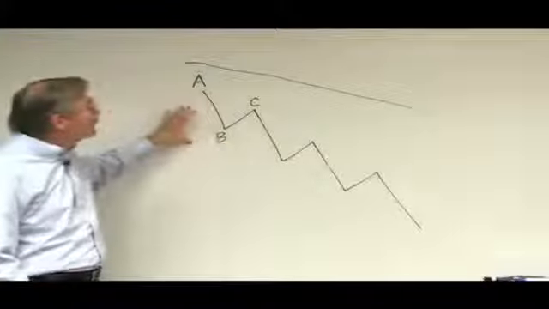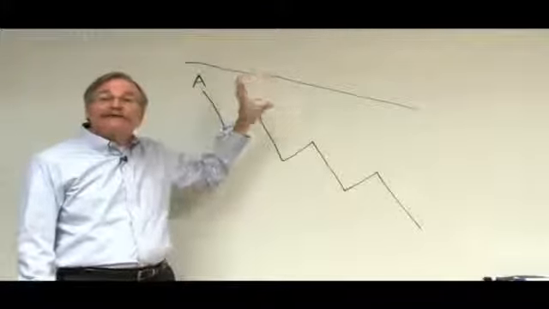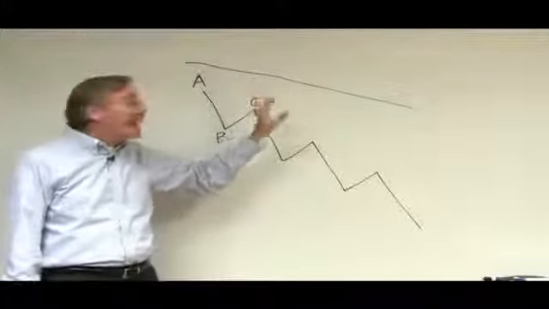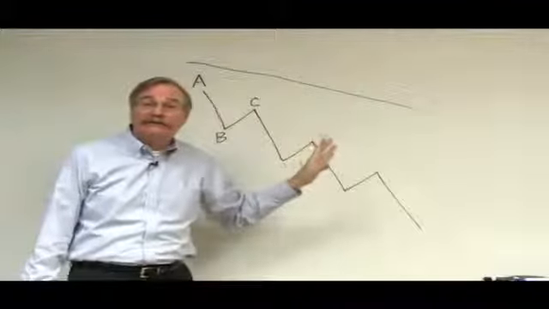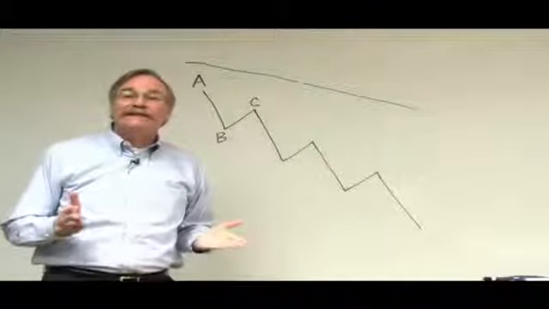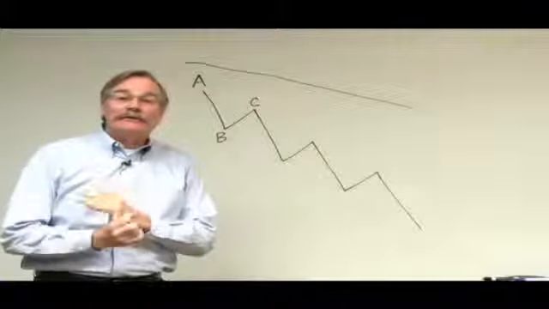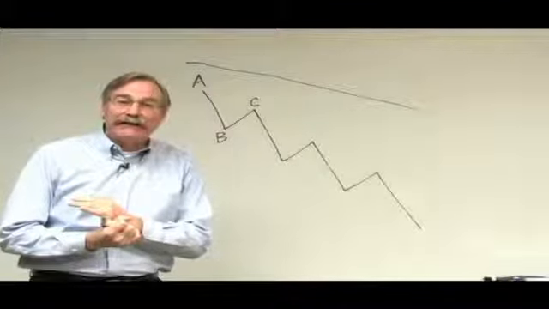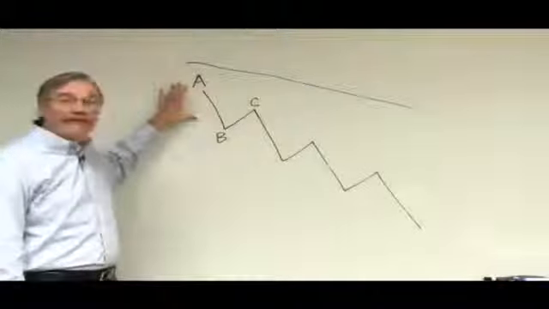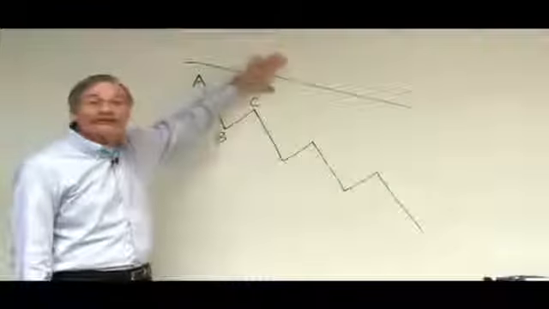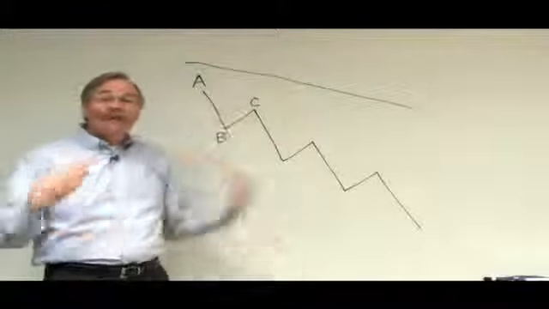Now, if this market would be making a series of higher highs and higher lows, and it would be above the 200-day simple moving average, that would be an indication of a strong uptrend, and I would be only looking for buying opportunities in that environment. But in this environment, we have a downtrend. The market is below the 200-day simple moving average, so I'm looking for sells.